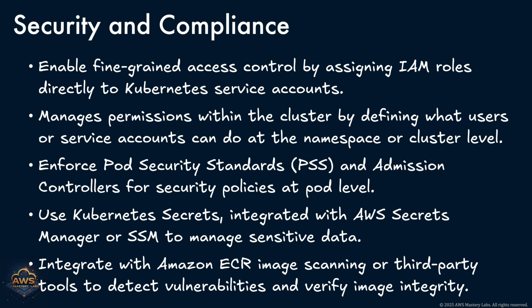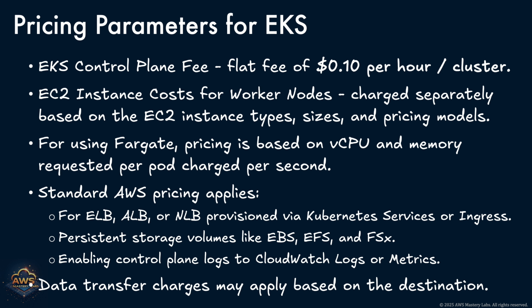When adopting Amazon EKS, it's crucial to understand the various pricing components so you can forecast your costs effectively and optimize your spend. First, every EKS cluster incurs a control plane fee. This is a flat charge of 10 cents per hour per cluster. This fee covers the fully managed Kubernetes control plane components, including the API server, etcd database, and core Kubernetes management functions.